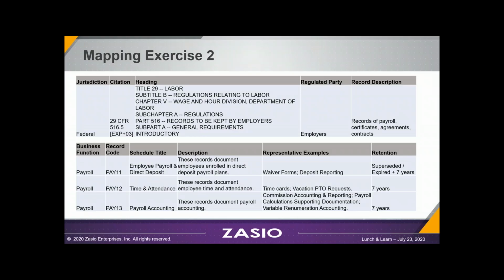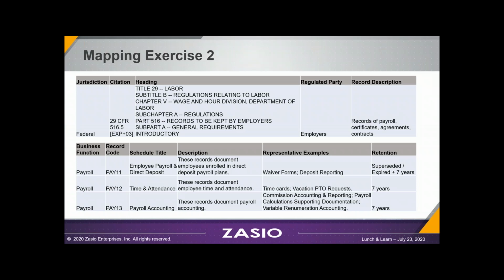So another example here, under mapping exercise 2, is a federal requirement, and it falls under Title 29 CFR, so it's a labor law. I'm sure everybody agrees this is a great example of one of those core vertical types of requirements that would relate to activities of basically any organization. We see that based on the regulated party. It's the regulated party's employers. So this would broadly apply.